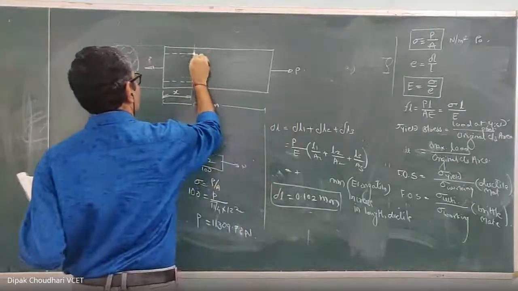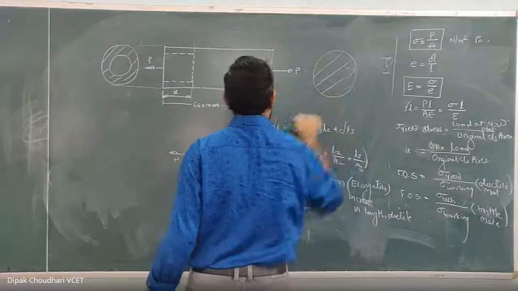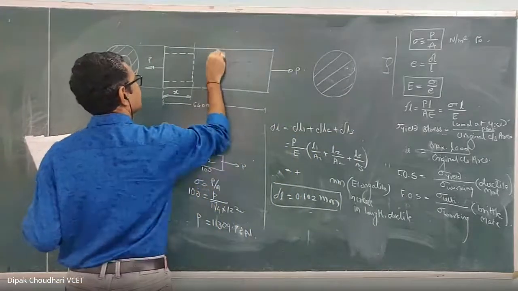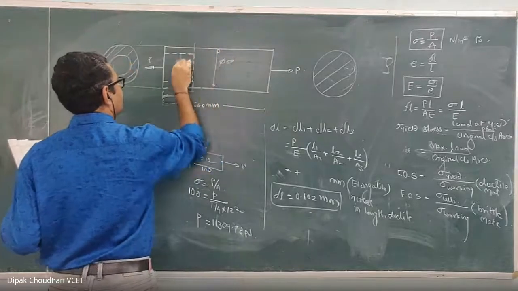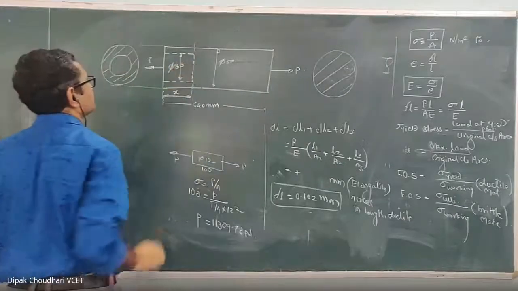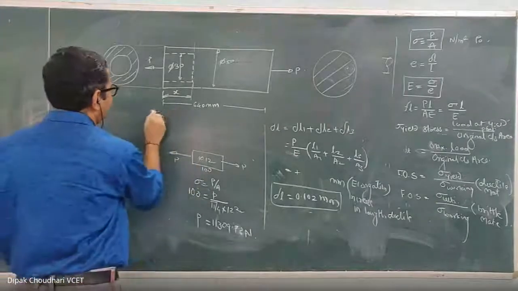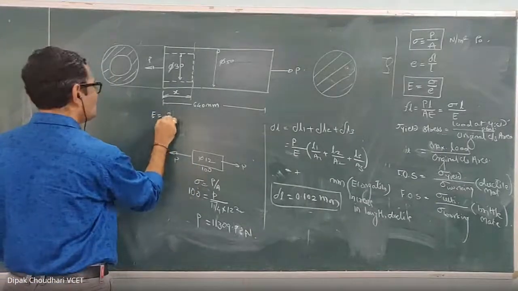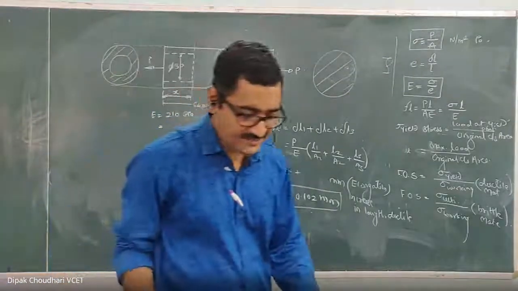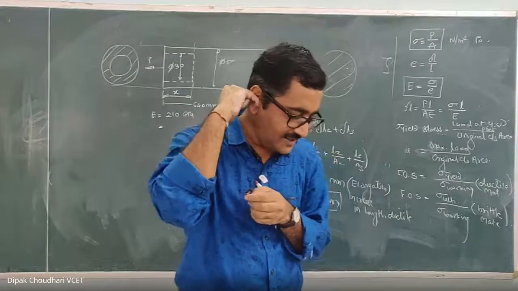Here, this much part, from here to here, is a solid circular one. The external diameter is 50, and the internal diameter is 30. For this material, E is given as 210 gigapascal. Okay, it is given in gigapascal. Here the figure is given. All dimensions are given there.